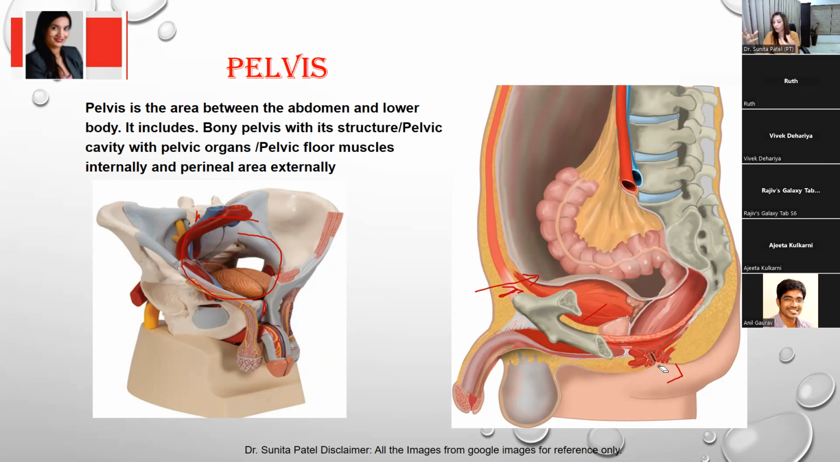So supportive role, sphincteric role, and you can also understand the pelvic floor is connected from the pubic symphysis to the back. So they also have this kind of stability. They are providing the stability to this bony part of our body. So they are stabilizers as well.